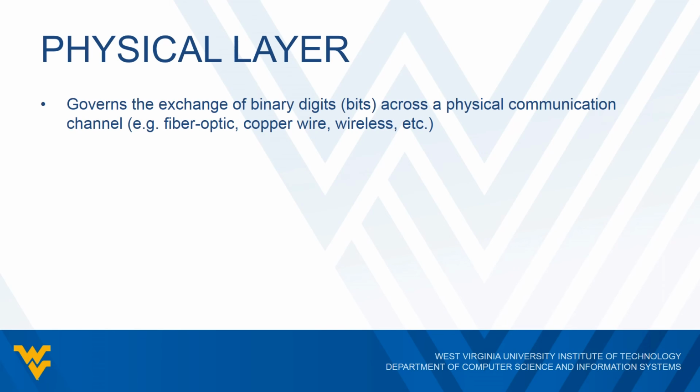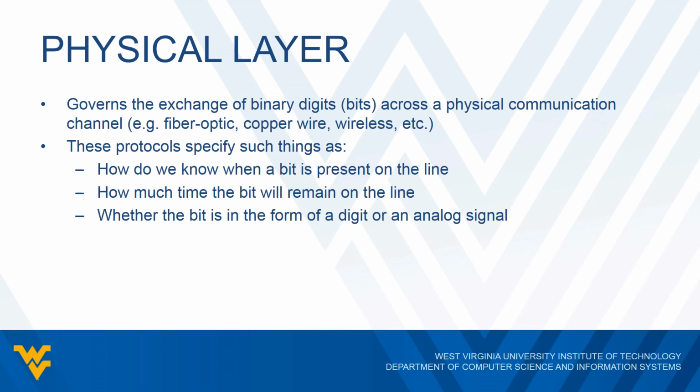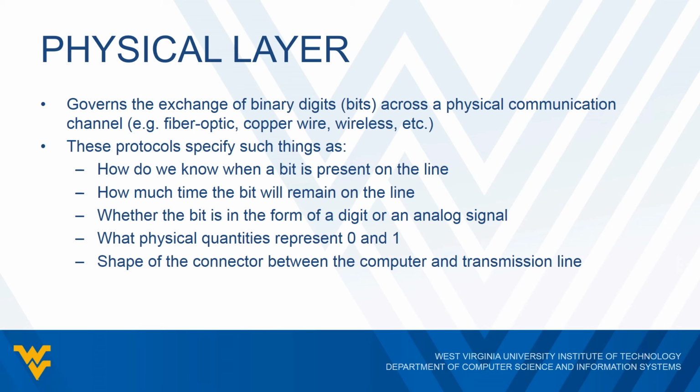The physical layer protocols govern the exchange of binary digits or bits across a physical communication channel, such as a fiber optic cable, copper wire, or wireless radio channel. Now, these protocols specify such things as how we know when a bit is present on the line, how much time the bit will remain on the line, whether the bit is in the form of a digital or an analog signal, what physical quantities are used to represent a binary 0 and a binary 1, and the shape of the connector between the computer and the transmission line.